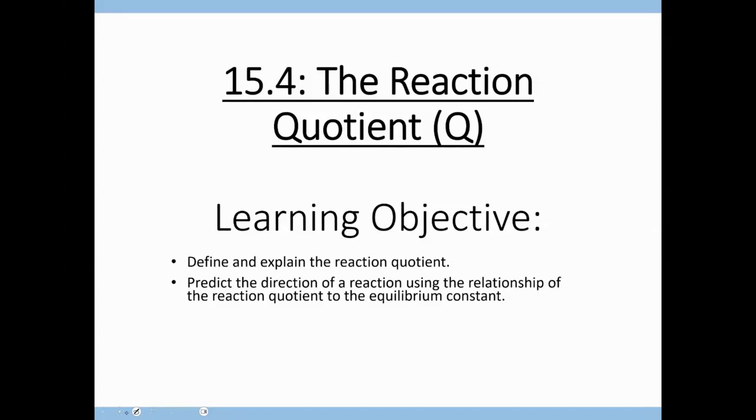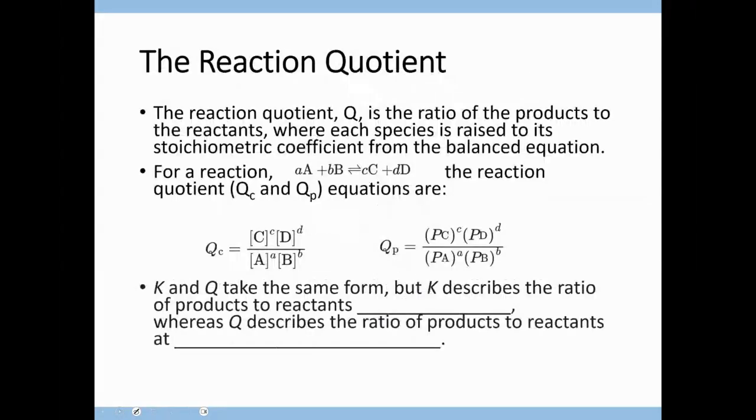So we're going to use the reaction quotient, which is very similar to the reaction constant. So the reaction quotient is the ratio of products to reactants, where each species is raised to the stoichiometric coefficient from the balanced equation. That's the same definition of K. But the difference, well, before we talk about the difference, let's look at these. For a reaction A plus B forms C plus D, we can calculate Q relative to concentration. That fraction looks exactly the same as how we calculate K. We can calculate Q in terms of pressure, and again, that fraction looks exactly the same as how we calculate Kp.